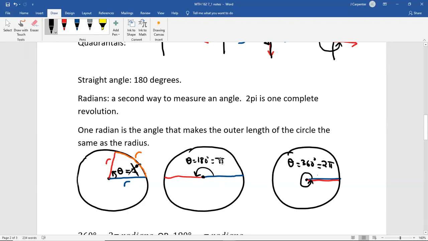So pi as a number is 3.14, which means this is 3 radians and just a little more. This is 3.14 radians if you go from 0 to 180 degrees, if you go half a circle. If you go all the way around, that's 2 pi. 2 times 3.14 is 6.28, if you wanted just a decimal approximation. So 360 degrees is about 6.28 radians.